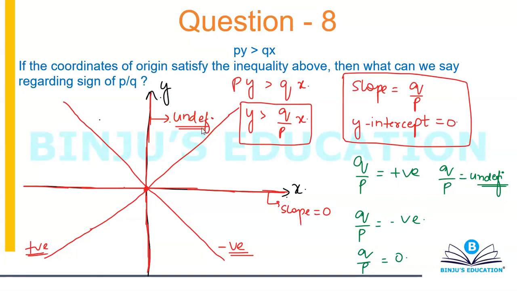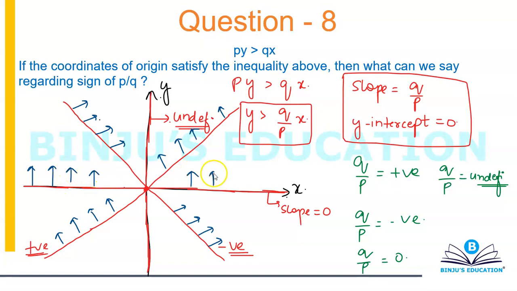Now I have y greater than, which means for the first one I'm going to take the region that lies above the line. In the second one also I will take the region that lies above the line. For the third one again I will take the region that lies above the line. And for the undefined case I'm going to take the region that lies to the right of the line because I want greater than.